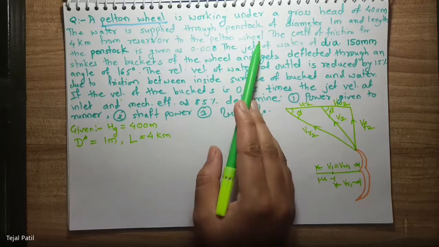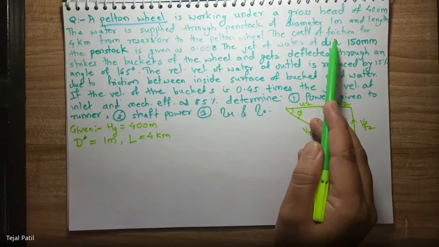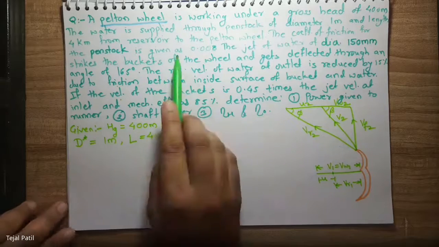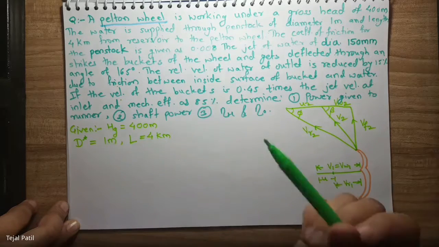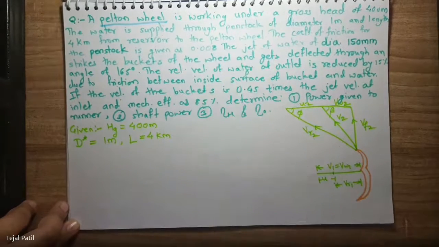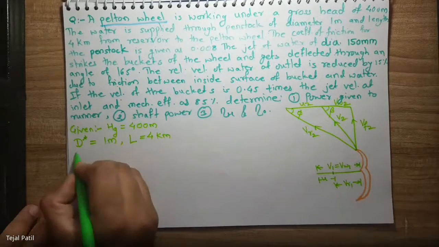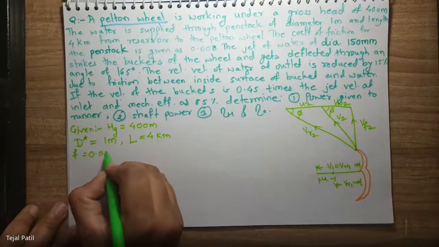Further, it is said that the coefficient of friction for the penstock is given as 0.008. Okay. Coefficient of friction is given. This is the coefficient of friction inside that penstock. So what happened here? F is given to you as 0.008.